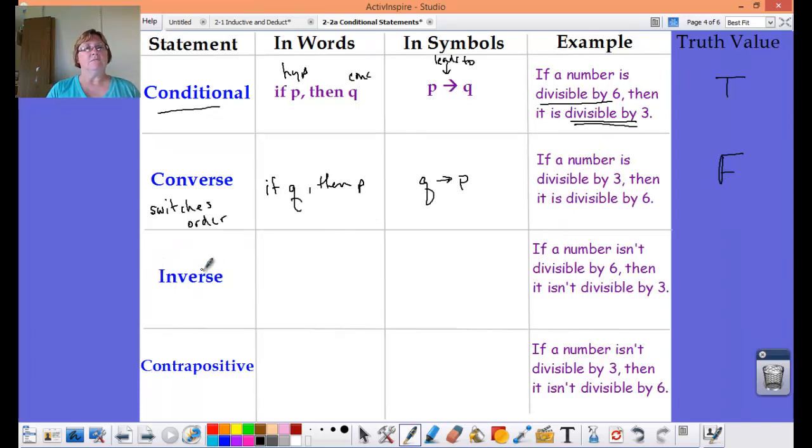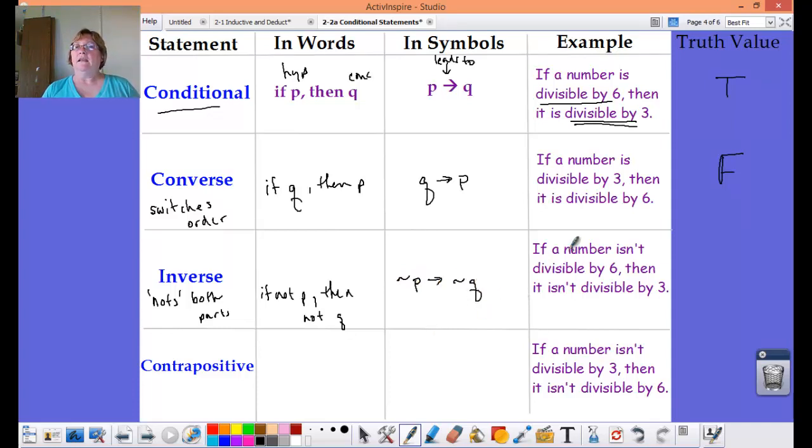Now, the next statement that we're going to talk about, the next logical relative of a conditional, is the inverse. And this inverse goes back to the original ordering, but it negates both of the parts. In words, if not P, then not Q. In symbols, the symbol for not is a tilde, so it would look like this: not P leads to not Q.